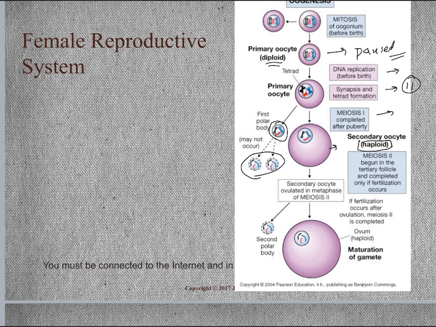So this egg is kicked out in ovulation as a secondary oocyte, at which point meiosis 2 is going to be completed if fertilization occurs.